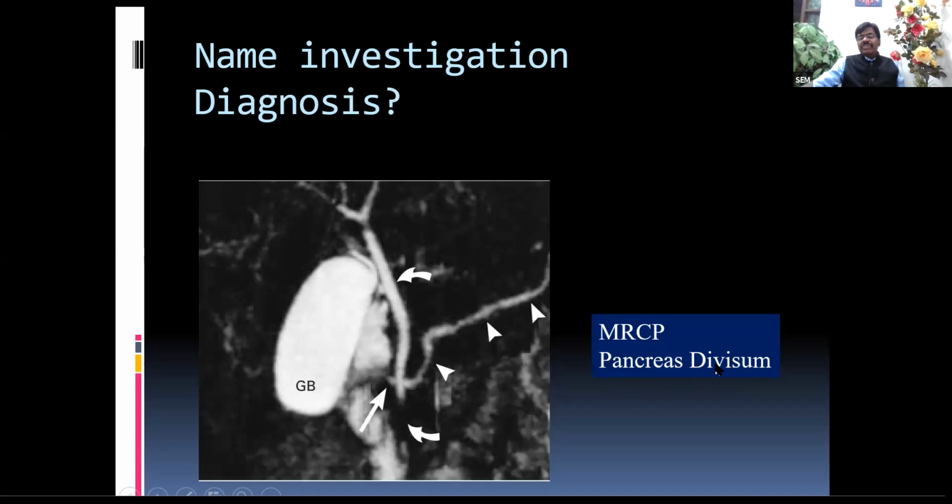To understand pancreas divisum, you have to go back to your embryology book. This is the pancreatic duct. Normally, as I told you, the pancreatic duct joins with the bile duct and opens at the ampulla of Vater. But here, the main pancreatic duct actually opens at the minor papilla separately. In other words, there is non-fusion of the ventral bud and dorsal bud of the pancreas. So you go and read your pancreas. This is one of the rare causes of recurrent pancreatitis. When recurrent pancreatitis patients come, think of pancreas divisum. How will you diagnose pancreas divisum? By doing an investigation called MRCP.